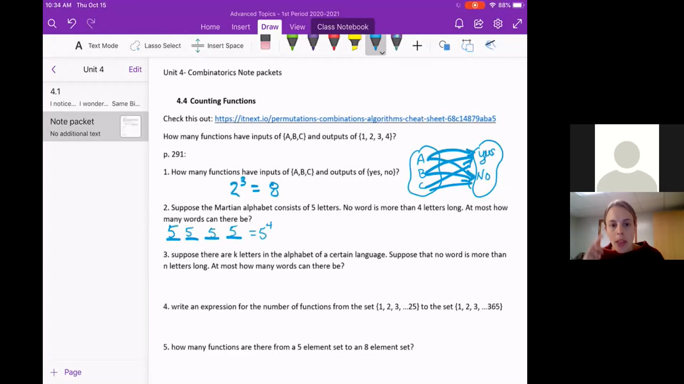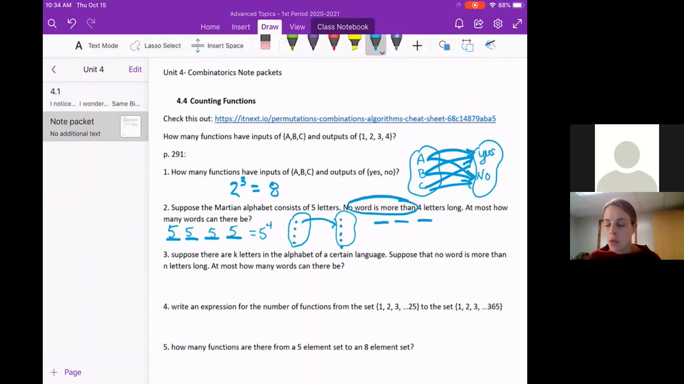Or another way of thinking about that, if you're thinking about the function setup that we have from earlier, is we have 5 options over here in the range and 4 options in the domain. And you're doing from domain to range. Now the issue is that it doesn't necessarily have to be 4 letters long. It also could be 3 letters long, because this says no more than.